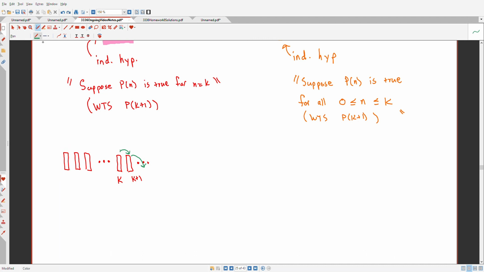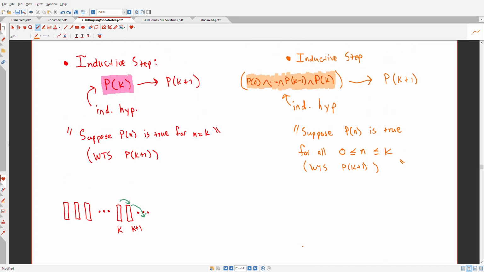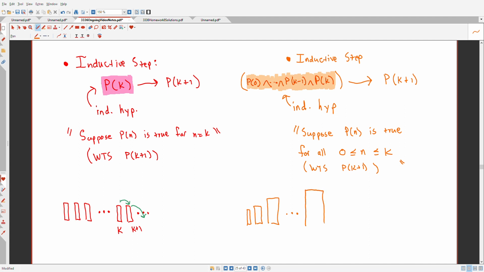Okay, so maybe a good analogy for strong induction is to say, well, maybe our dominoes are kind of weird. We have a little domino, and then our dominoes get bigger and heavier. And so by the time I'm at some gigantic kth domino, the k plus first domino is even bigger and heavier.